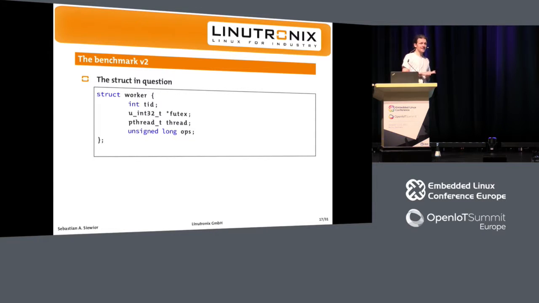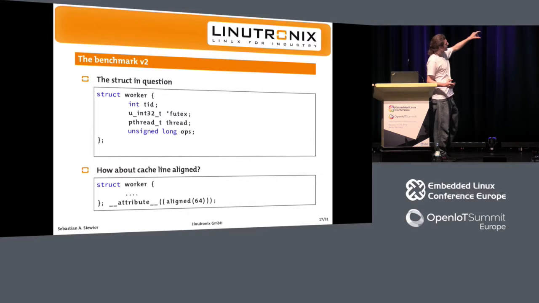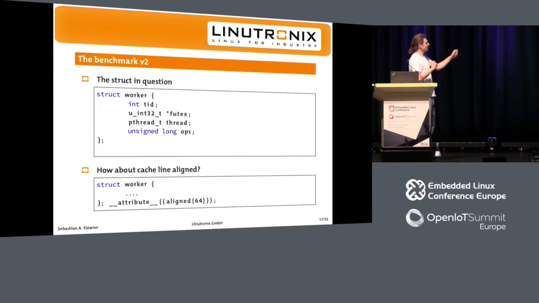Now, anyone has an idea what is wrong here? Well, it's actually simple if you look at it. The struct was shared among all threads. So we had a cache ping pong doing the ops incrementation. And this is what killed us.